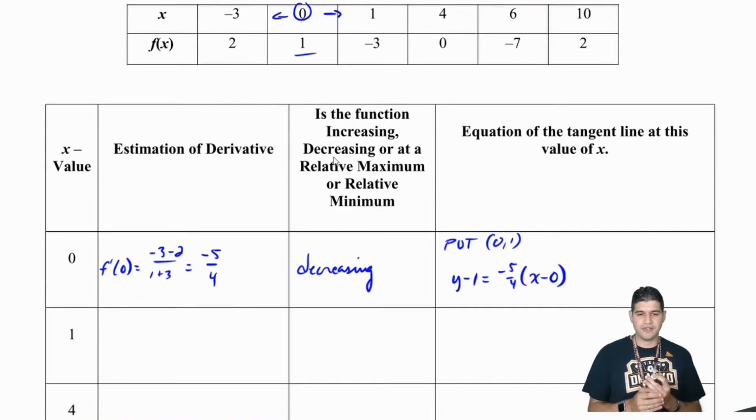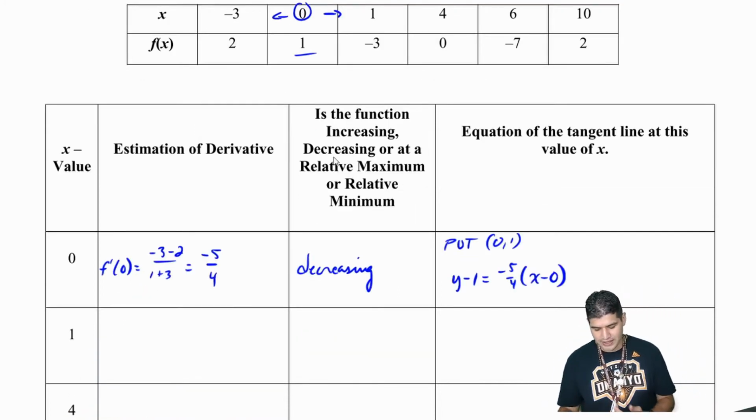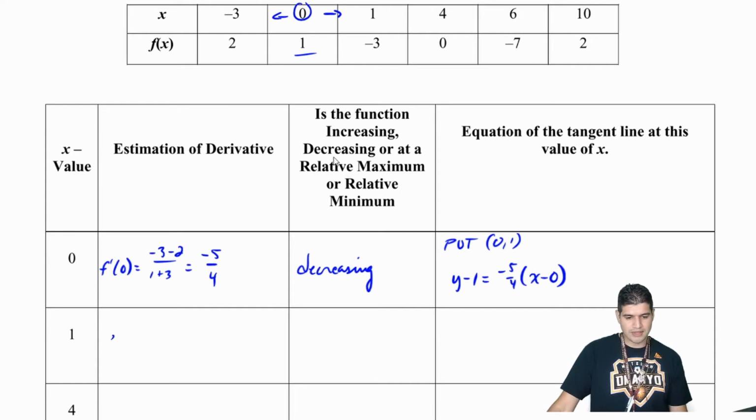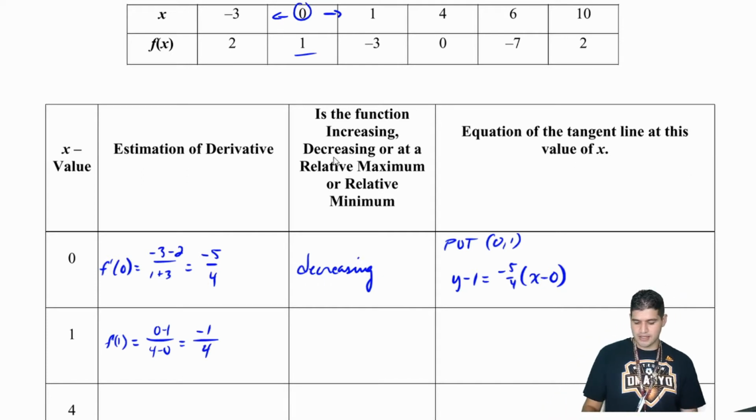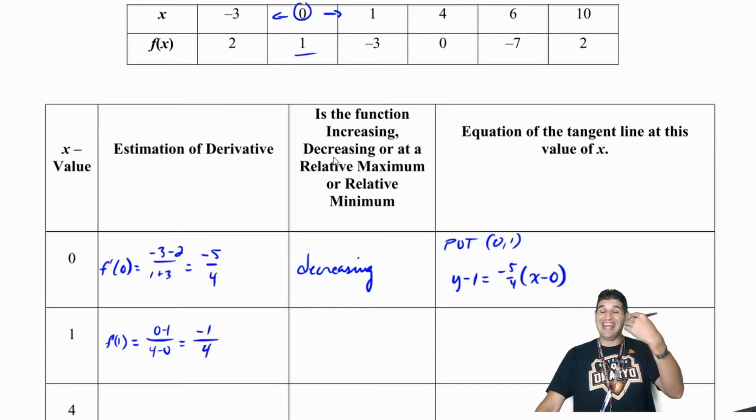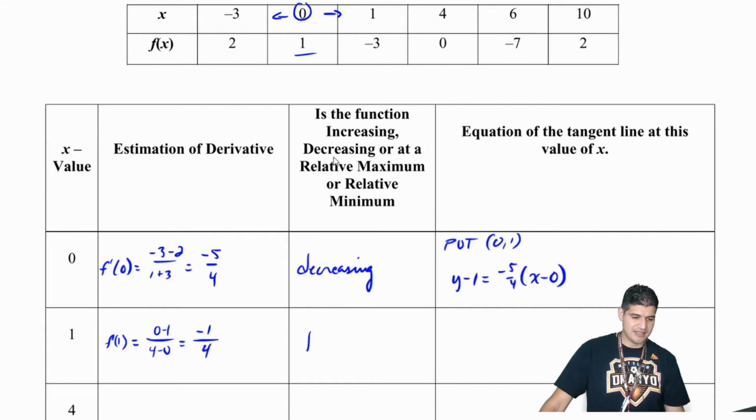All right, going a little bit further down to when my x value is 1. Well, what we'll say is f prime of 1 is equal to 0 minus 1 over 4 minus 0. And so what I'm going to get is -1 over 4. And again, is my function increasing or decreasing? Well, since it's negative, my function is decreasing.